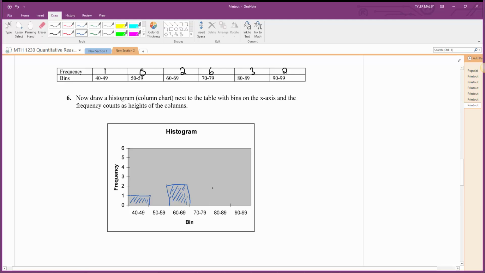So then 70 to 79 we want 6, right? So that would go all the way to the top. Right, so something like this. 80 to 89 we have 3, right? So we would match up 3. Looks to be about here. Remember, in the histogram, our bars are touching. And then 90 to 99 we want about 2. Right? So we should have something like this, right?